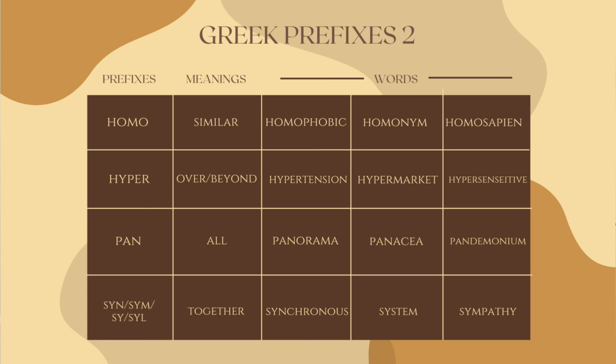Okay, so last prefix for today is syn, sym, sy, syl, which indicate togetherness. So synchronous, anything that happens together, two events or two machines that are running at the same time. System, that contains a lot of smaller pieces that are running together to maintain a bigger piece. Now, sympathy means you are able to understand what the other person is going through and you're kind of taking it on yourselves. These are some examples with this prefix.